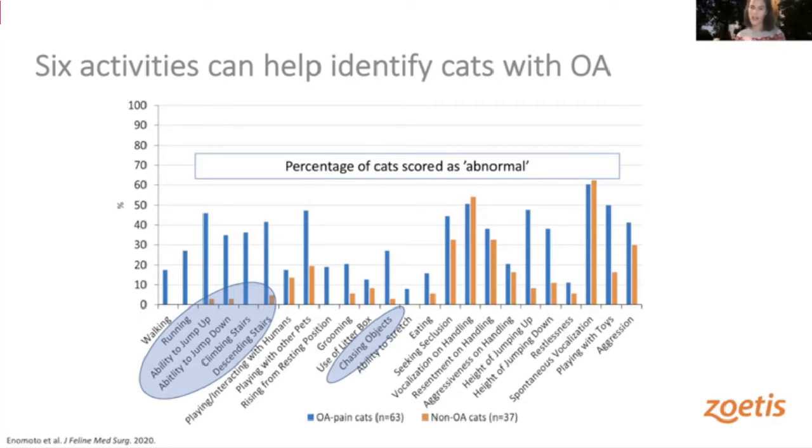And so these ones that are on the right, I think about as ones that we're looking for changes in an individual cat. So a cat who was social and now is not, a cat who tolerated handling and now does not. Those changes are important for these activities on the right or behaviors on the right. On the left, just the fact that they're abnormal indicates that they may have OA pain.